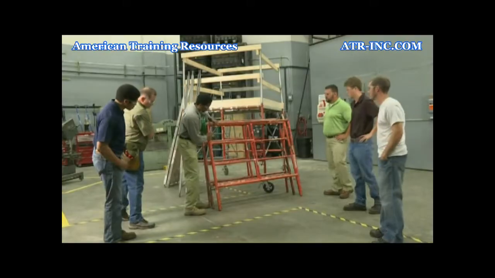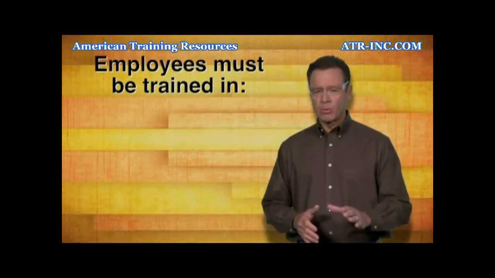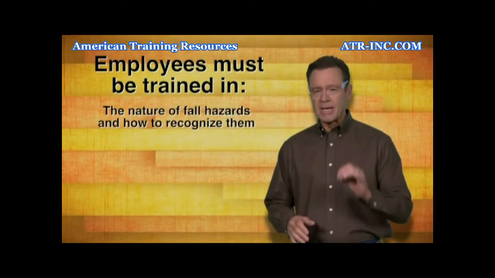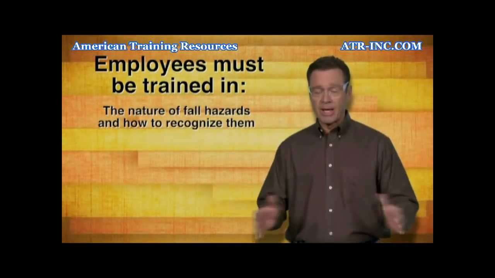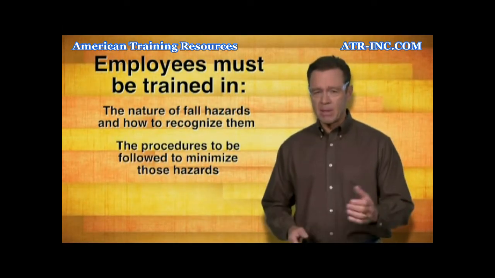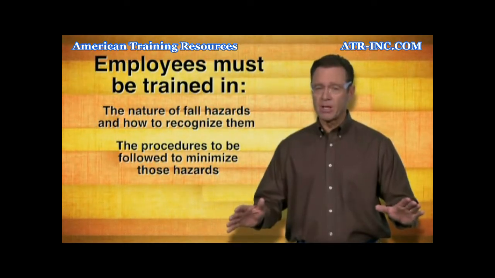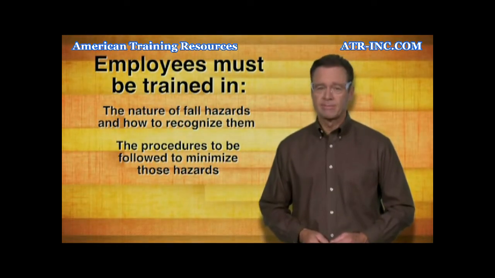Employee training is an important part of the OSHA regulation. Those employees covered by the regulation must be trained in the nature of the fall hazards in the work area and how to recognize them, as well as in the procedures to be followed to minimize those hazards. We'll get started by discussing the most common reason for falling, a slip or trip.